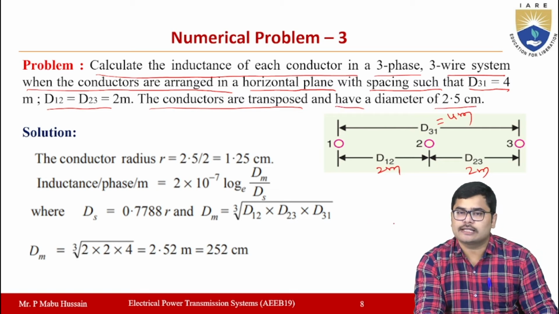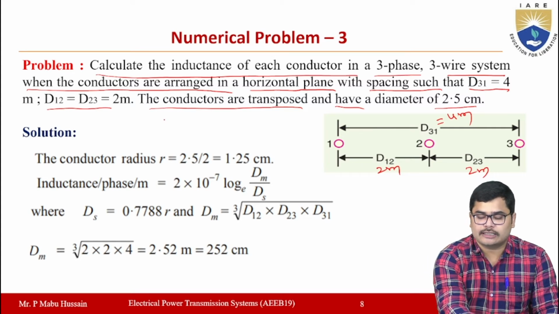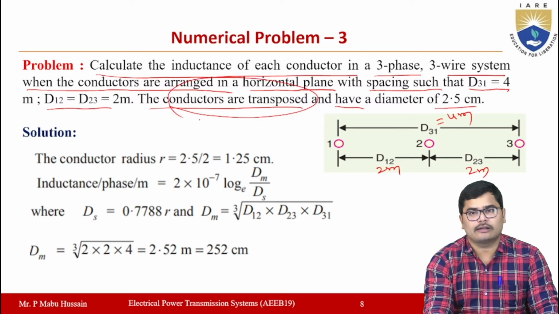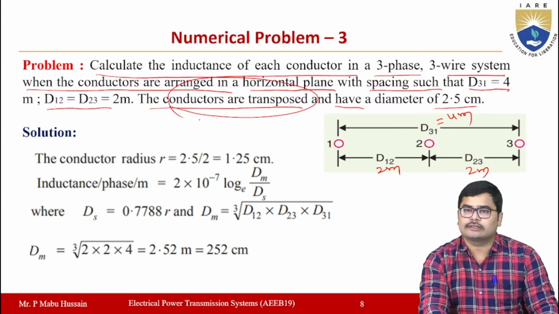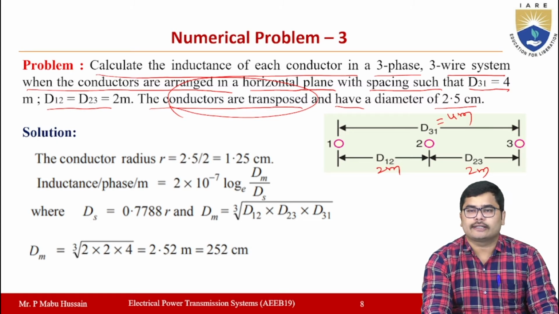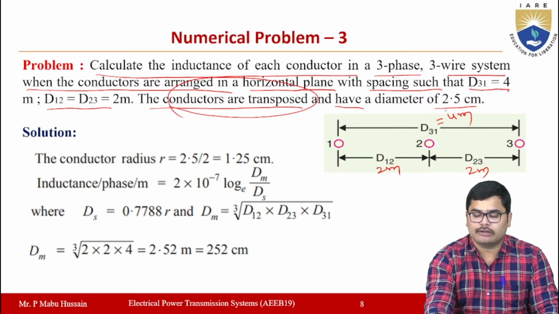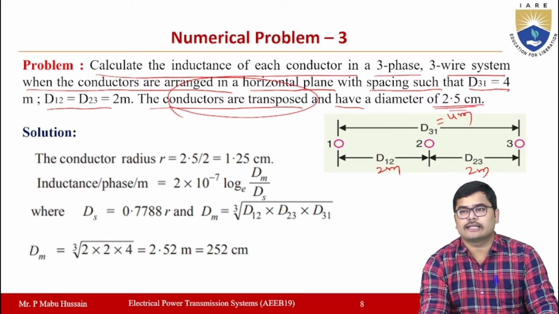As this configuration is unsymmetrical, to get the same value of inductance in each phase, you have to transpose the transmission line at regular intervals, right? So the problem says that the conductors are transposed. When the conductors are transposed, the inductance in each phase will be the same. So if you calculate the inductance of one phase, that will be the same for the other phases also. And the diameter of each conductor is given as 2.5 centimeters.